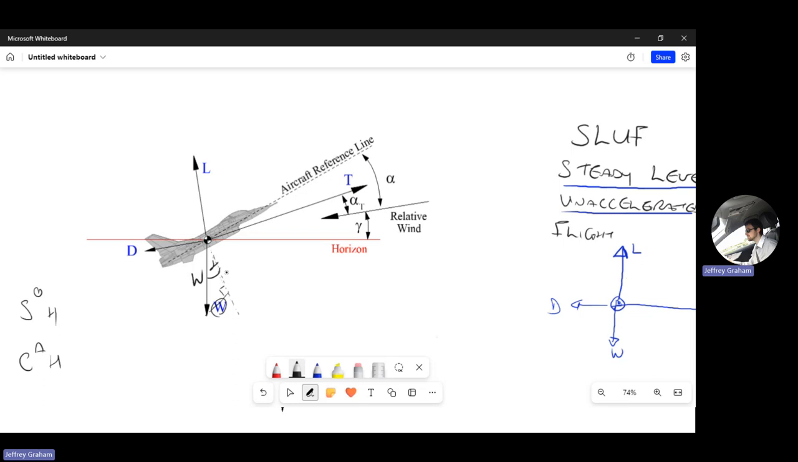Right, and this is just going to use SOHCAHTOA. So this side here, the weight is the hypotenuse, then this vector, which represents the lift component, will be relative to the adjacent side, adjacent to the angle. So we're going to take the cosine of it. This is now going to be W cos gamma because of our climb angle. And you can see this length down here is opposite the angle, hence it's going to use a sine ratio. So W sine gamma.